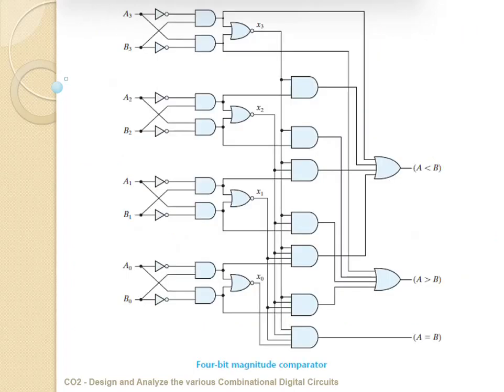The logic diagram is as shown in figure, where we obtain x0, x1, x2 and x3, from which we obtain the three output functions A less than B, A greater than B and A equal to B. And when you look at A is equal to B, it is an AND gate of x3, x2, x1 and x0.